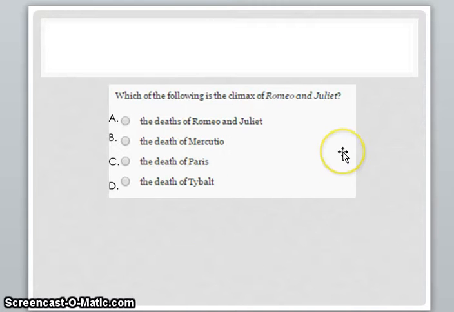And then here is another question. Which of the following is the climax of Romeo and Juliet? Is it A, the deaths of Romeo and Juliet, B, the death of Mercutio, C, the death of Paris, or D, the death of Tybalt? What do you think?